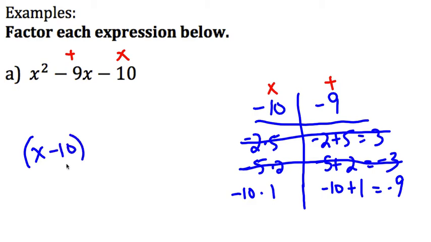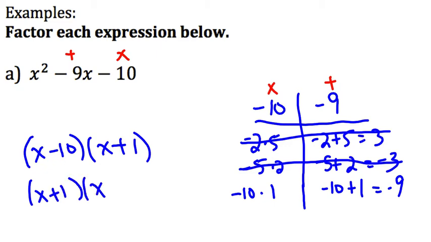X minus 10, right, the negative goes with the 10, and x is a positive 1, so x plus 1. Now, you can have those switched, but what you can't do is just switch the 10 and the 1. The sign has to go with it, so x plus 1, x minus 10 would also be acceptable. Either one of these, you don't have to write them both down. Either one would be correct.